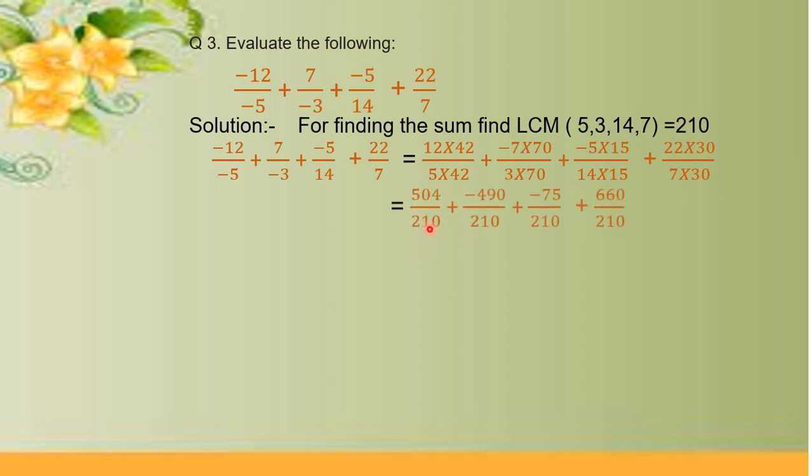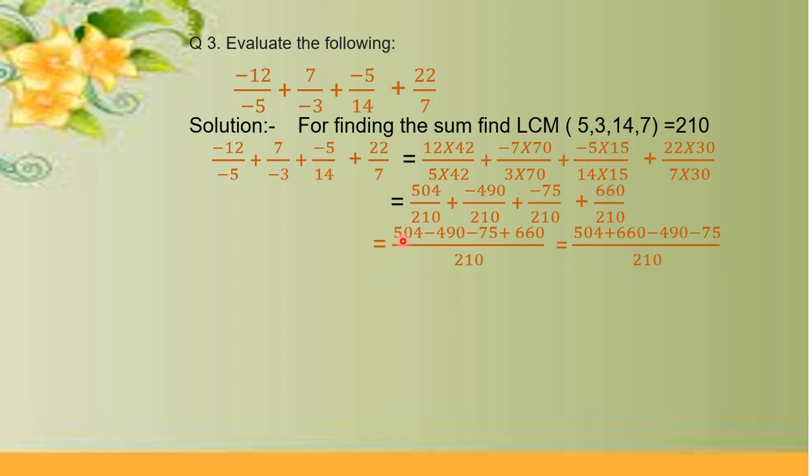Then afterwards we get the rational numbers with the same denominators as 504 upon 210 plus minus 490 upon 210 plus minus 75 upon 210 plus 660 upon 210. As the denominators are same, so we have to perform the operation only in the numerators. So it can be written as 504 minus 490 minus 75 plus 660 upon 210.